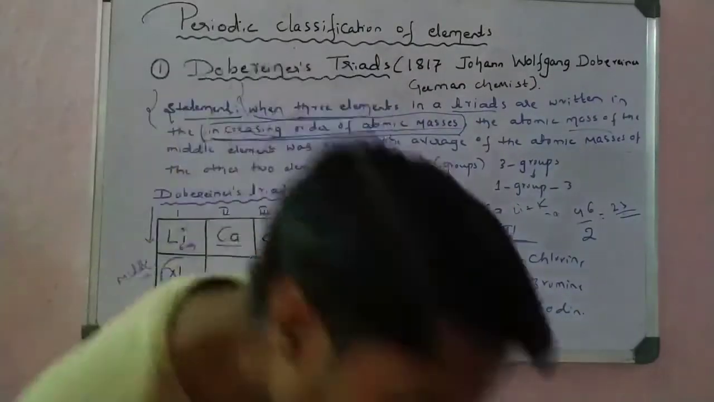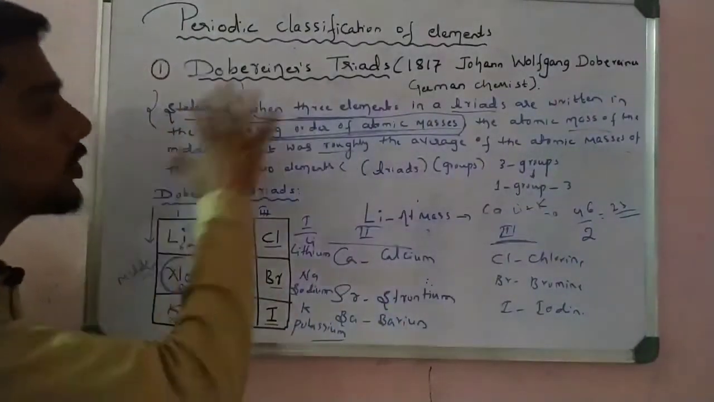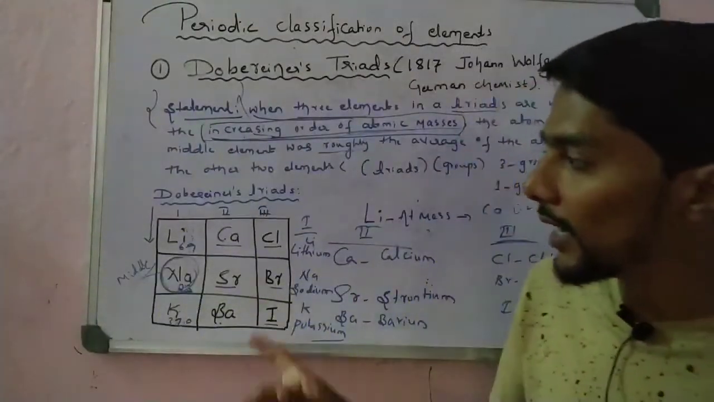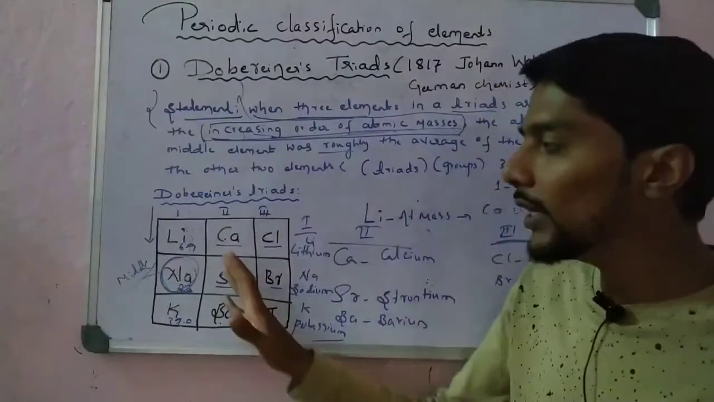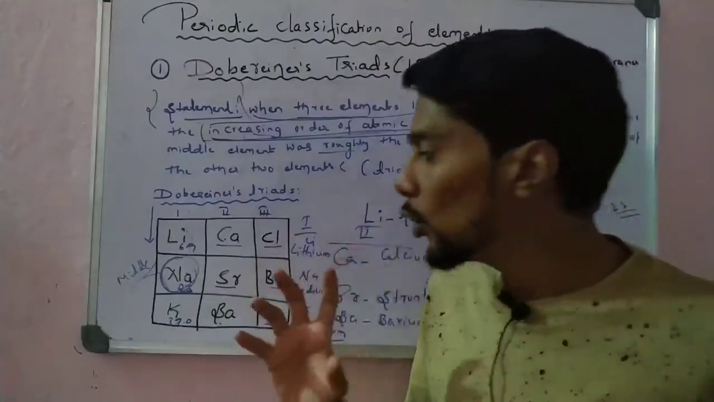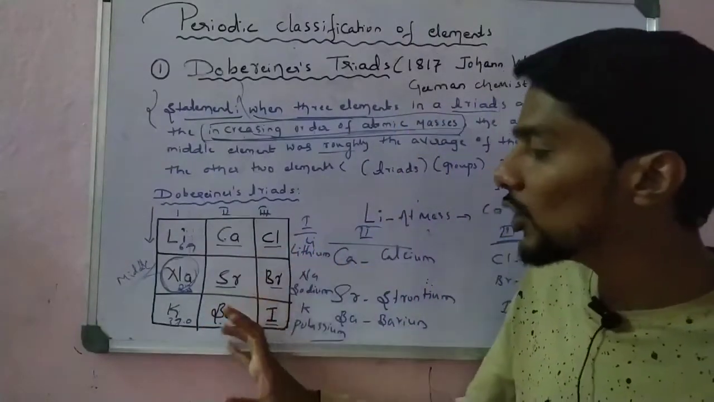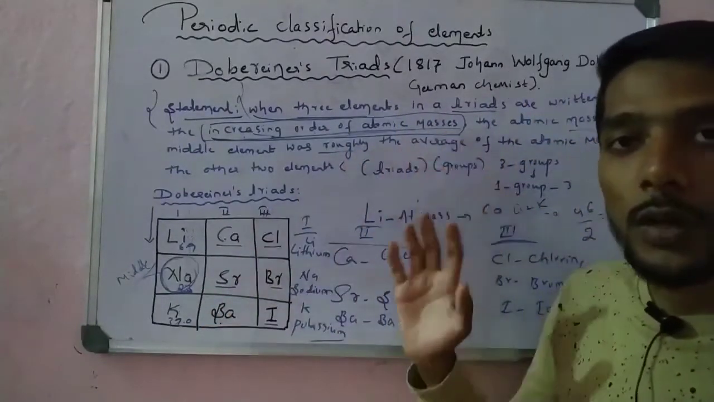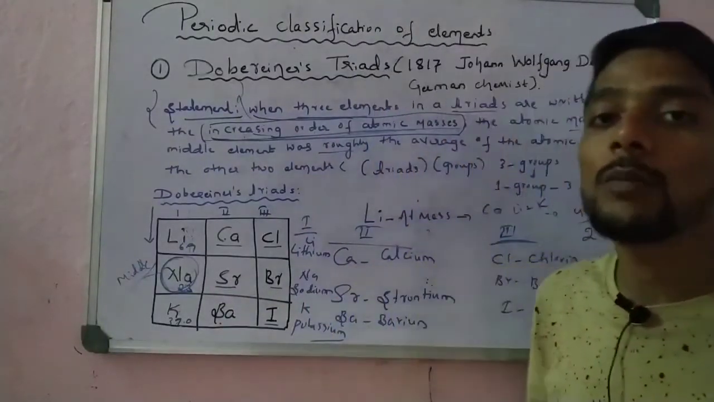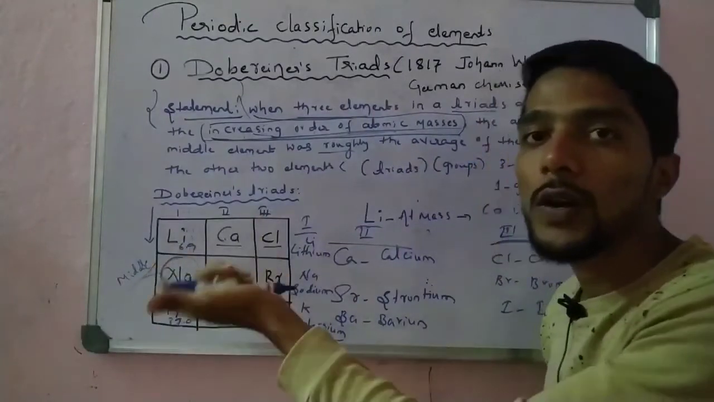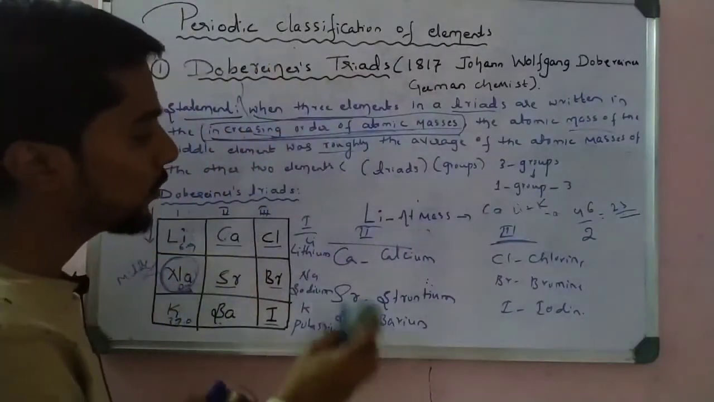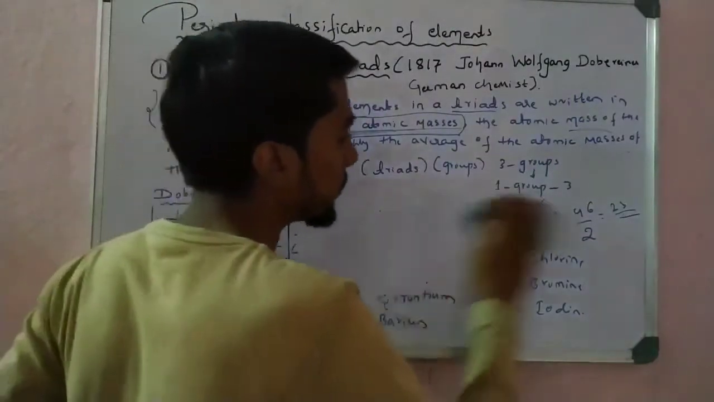But after some years, this statement was found to be false. Why? Because Dobereiner was only successful in classifying 9 elements, but at that time nearly 56 elements were known. It means that nearly 40 to 45 elements did not match this rule. So this classification failed. I will write here about the limitations.